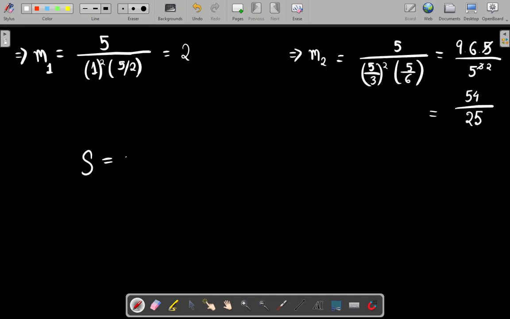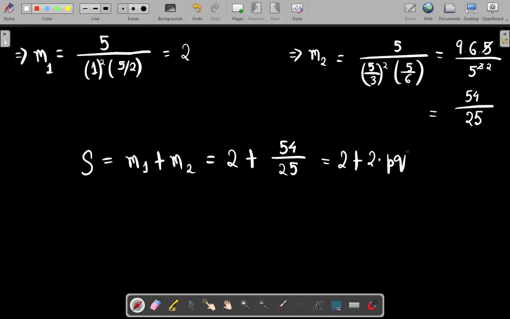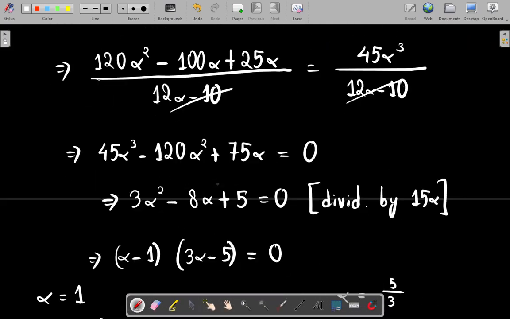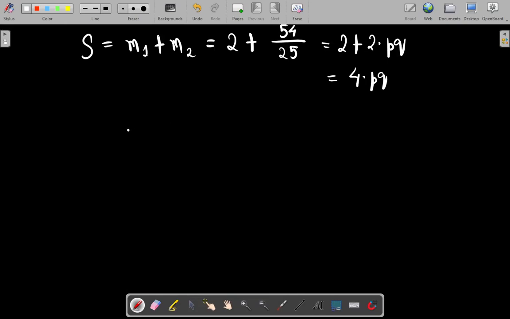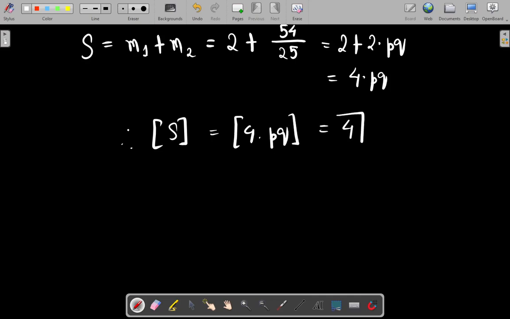Now s is equal to m1 plus m2. Okay, so first value is 2, the other value is 54 upon 25. So this is 2 and this is 50 upon 25 is 2, right? So this is more than that, so this is, let's say, 2 point something. I am not doing the division here. Okay, so this is equal to 4 point something. Now we were required to find the greatest integer value of s. So the greatest integer value of 4 point something, right? So this is equal to 4, so this is the required final answer.